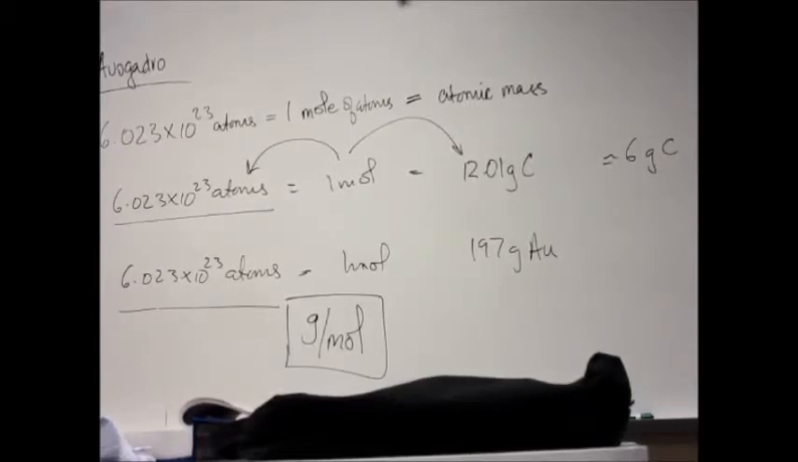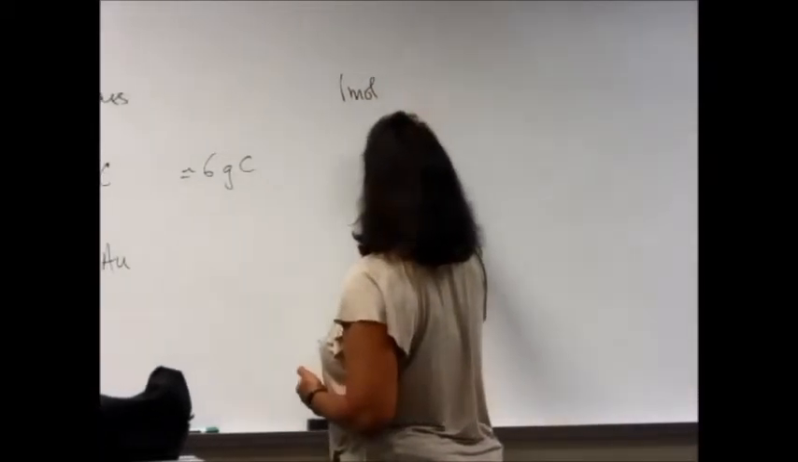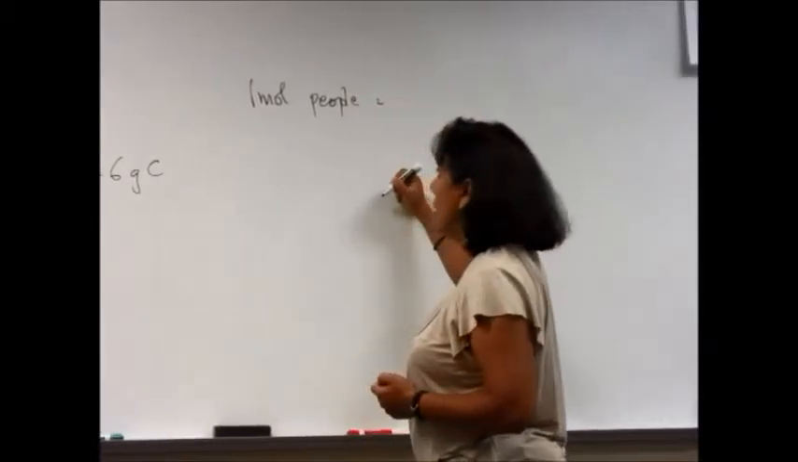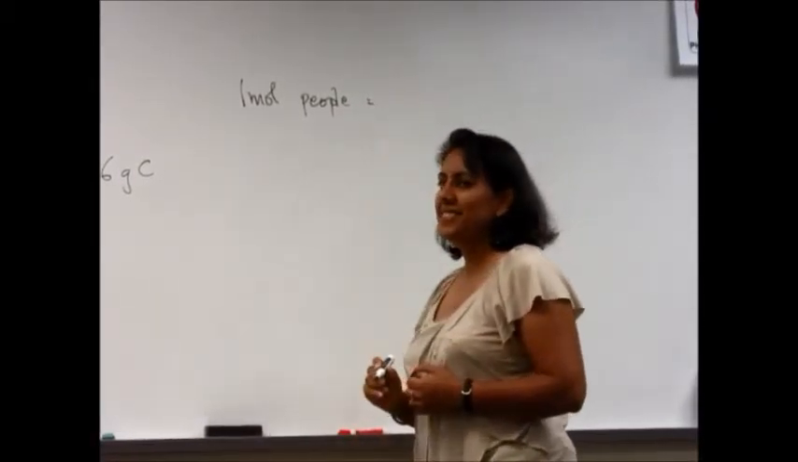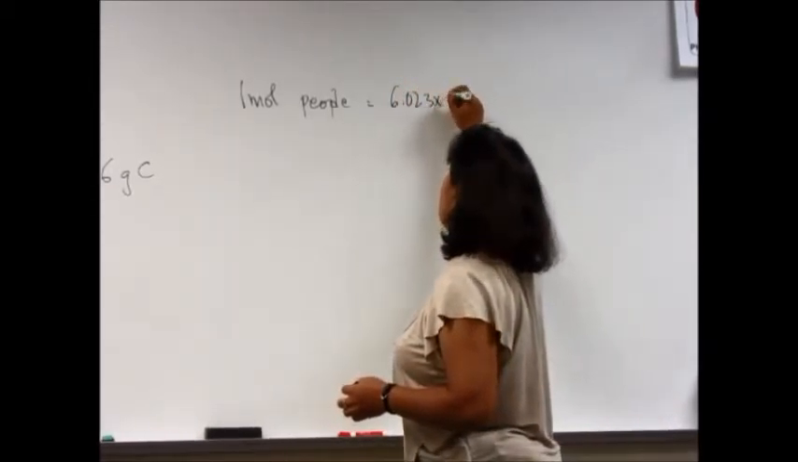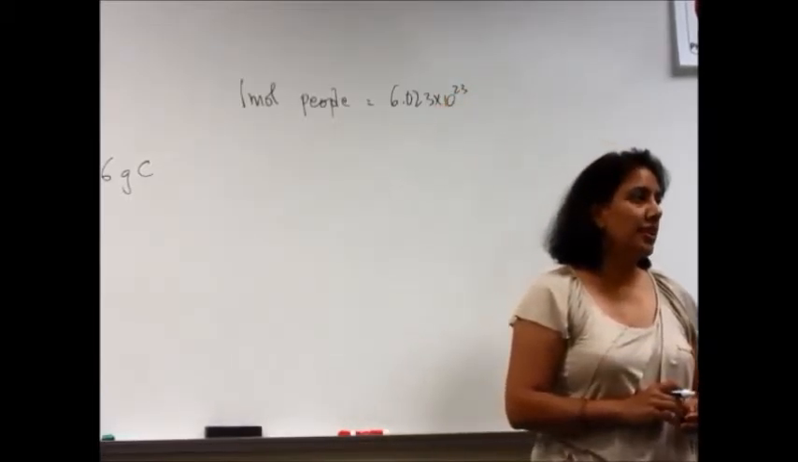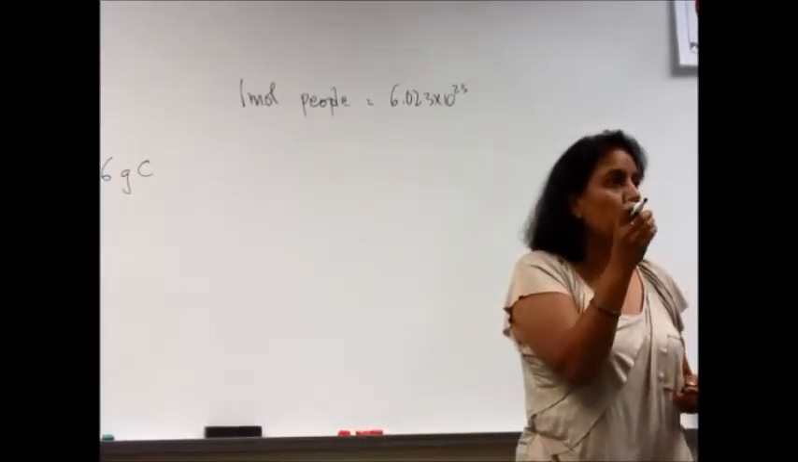So, in general, 1 mole of people is equal to how many people? 6.023 times 10 to the 23. Yes, that many people. Not on Earth right now. Not that many yet. But that's 1 mole of people. I'm just trying to tell you the concept of mole. That's what mole stands for.